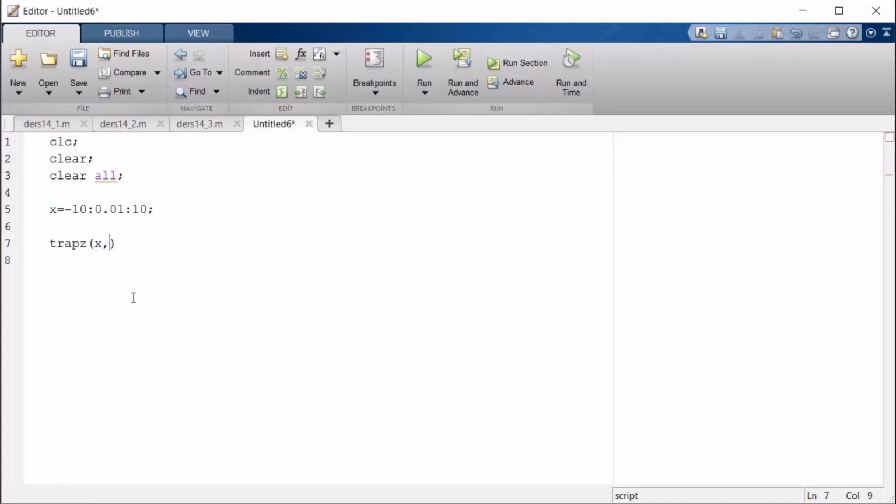We write x and the function is the trapz function. Let's say y instead of function. It doesn't matter what the name is. Now I want to check if it will come close to root 2 multiplied by pi again. You don't need to use the @ sign here because our array and function are certain. Let's close this so the process doesn't take long.